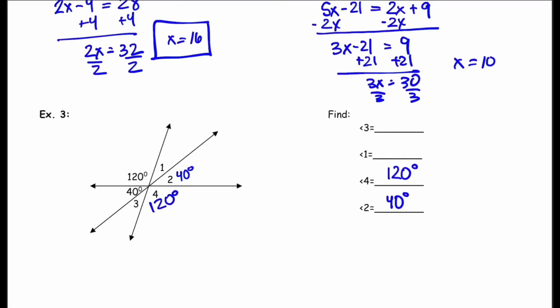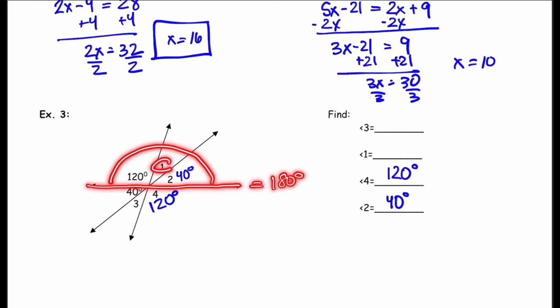So where it gets complicated is 3 and 1 are vertical angles, but I don't know either one of them. I know these two are going to be equal, so whatever 1 is, that's what 3 is going to be, but I don't know what they are right now. So what I'm going to do is think back to what I just said a couple minutes ago, that that's a straight line, so all of these have to add up to 180.